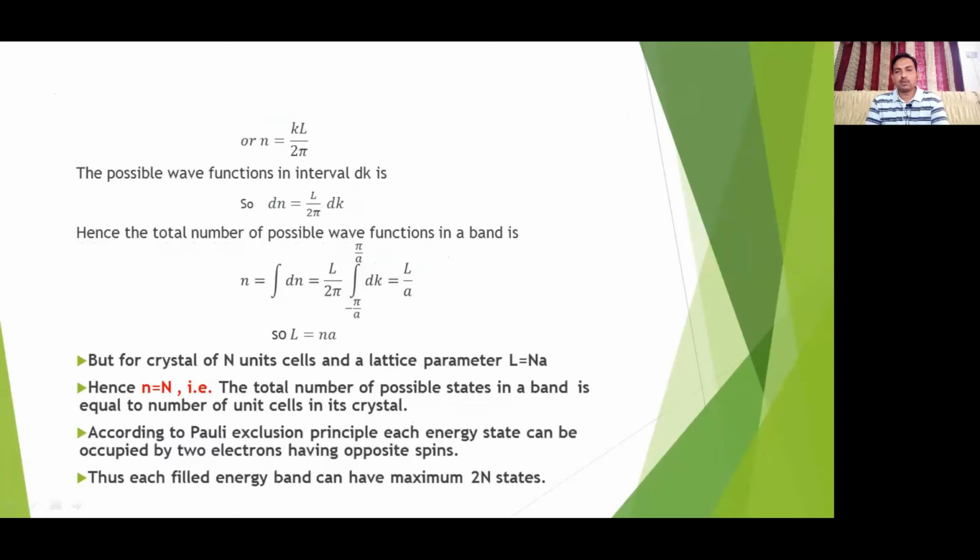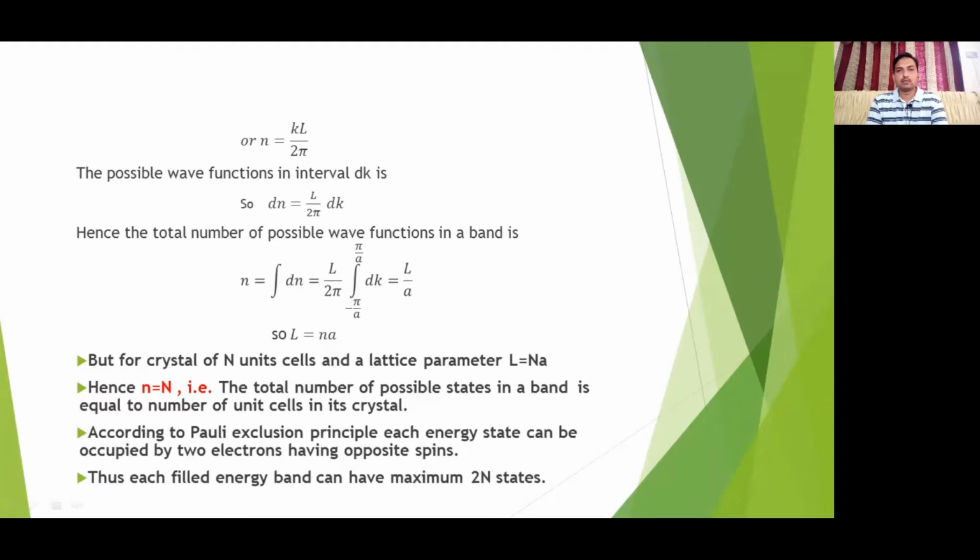So you can easily find the number of k values using this relationship. To find exactly the number of possible states, rewrite the relationship to find small n is equal to kL divided by 2 pi. Take the differential for the interval dk. How many states exist in an interval dk? Taking the differential, dn is equal to L over 2 pi, which is constant, times dk. For the complete band, to find the total number of wave functions or states, you have to take the integral.